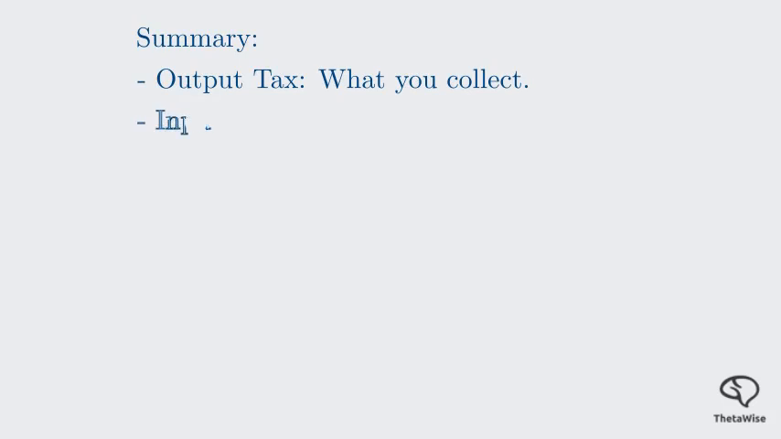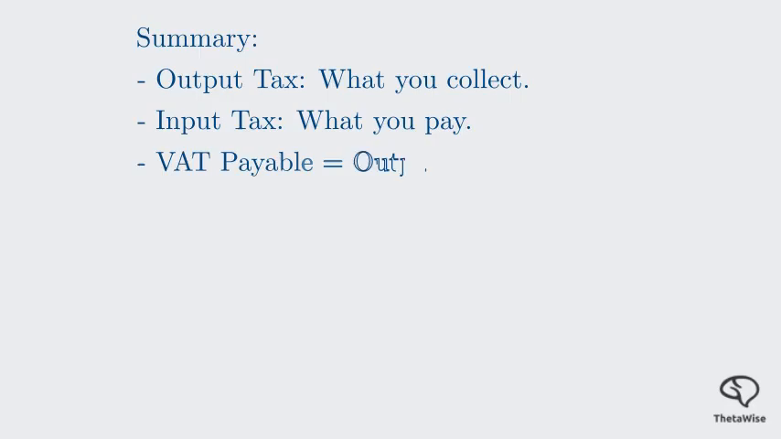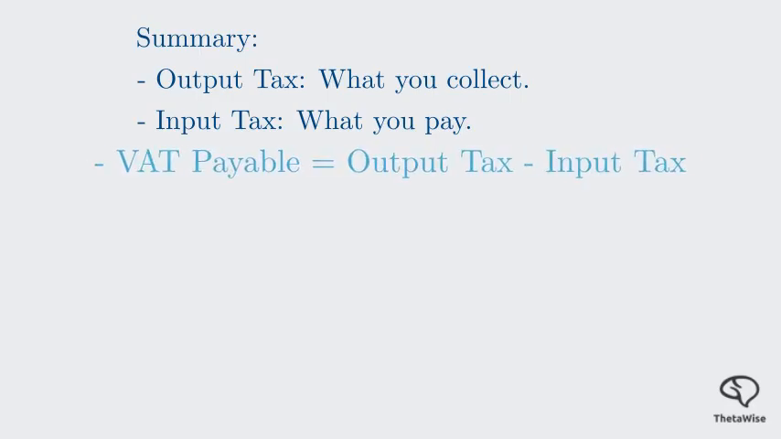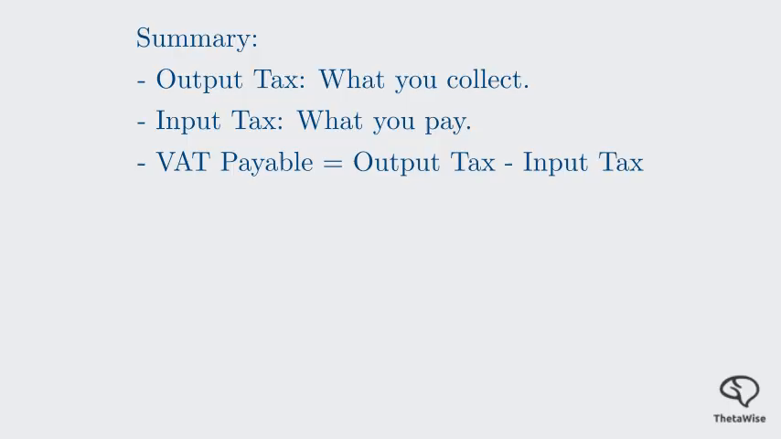Let's quickly summarize what we've learned today. We've seen that output tax is the VAT you collect from your customers, while input tax is the VAT you pay to your suppliers. The VAT payable is simply the difference between the two. The VAT system, through this crediting mechanism, avoids cascading taxation and ensures that only the value added at each stage of the supply chain is taxed.